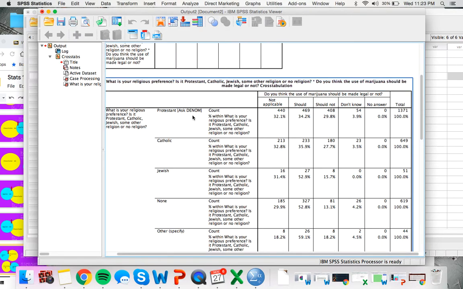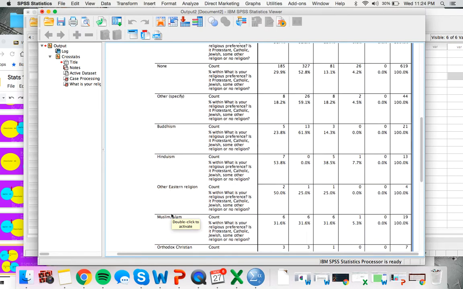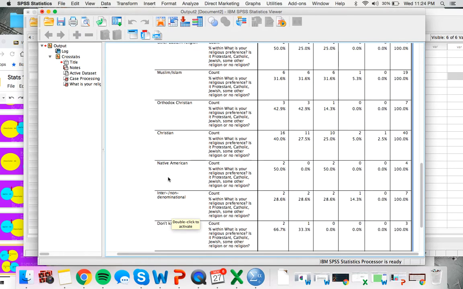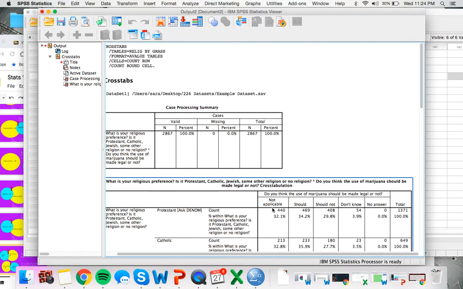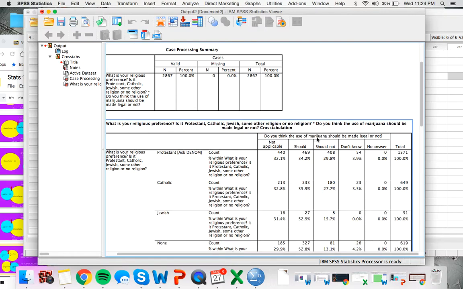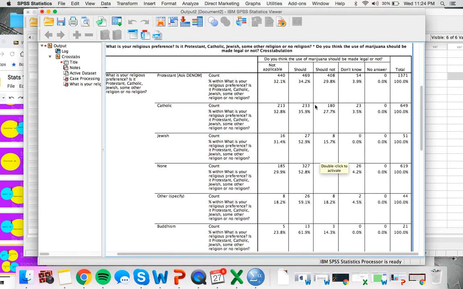Okay, so now we see, we asked people, what is your religious preference? We have Protestants, Catholics, Jewish, none, other, Buddhist, Hindu, etc., all the way down. And then we asked them, do you think the use of marijuana should be made legal or not? Not applicable means they didn't answer it, or that they didn't want to answer it. That it should be legal, should not be legal, they don't know, and then they didn't answer. Okay, so for people who are Protestants, 34% of them said it should be legal.